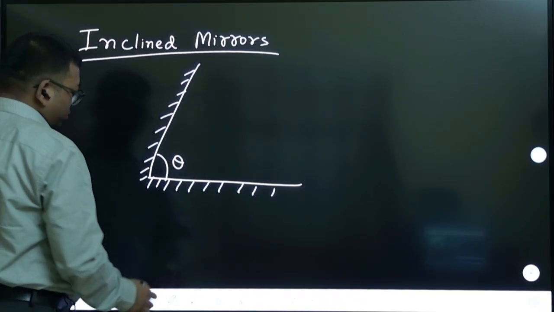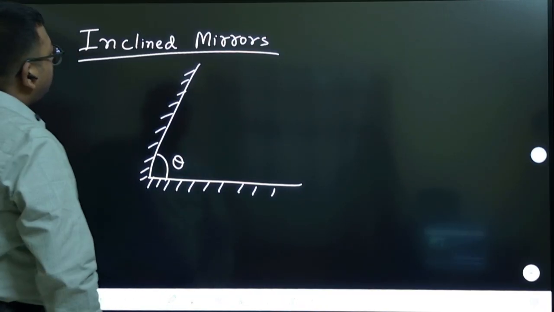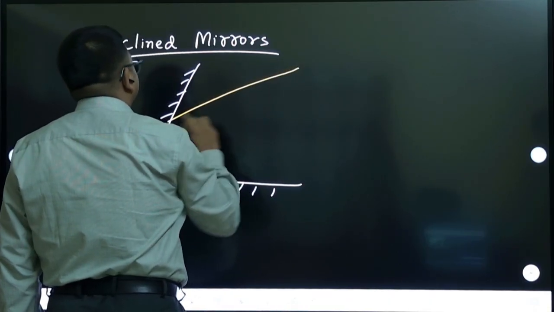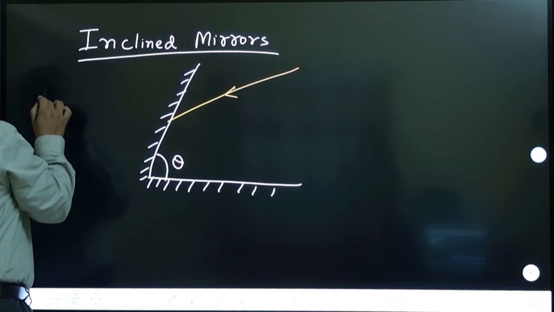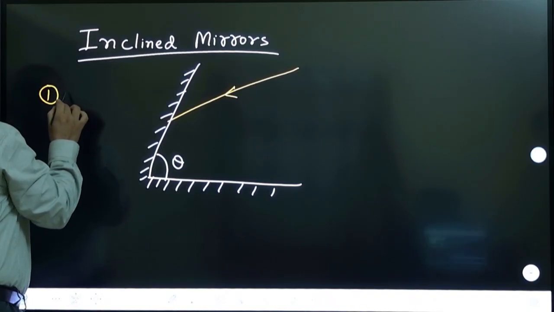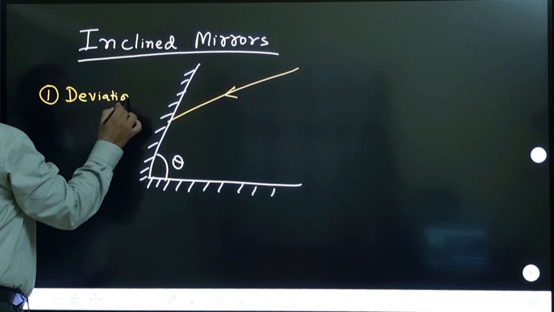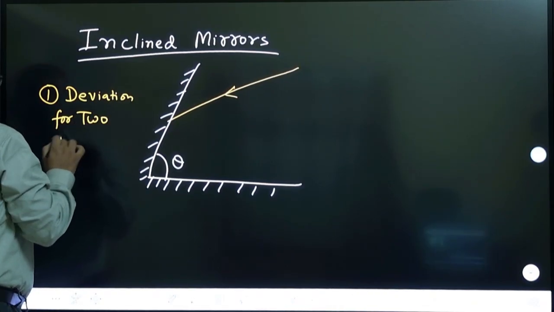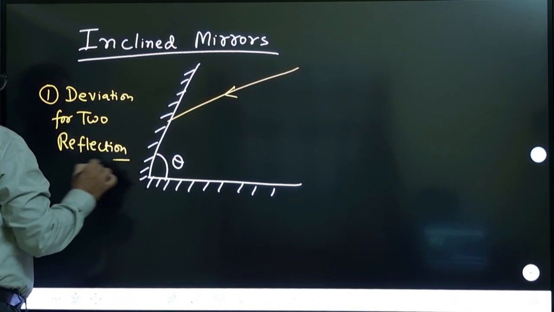Okay, and suppose you take a ray. Suppose a ray is coming like this. So all these topics are inclined plane mirror. So this is the first topic, to calculate the deviation for two reflections. Deviation for two reflections.